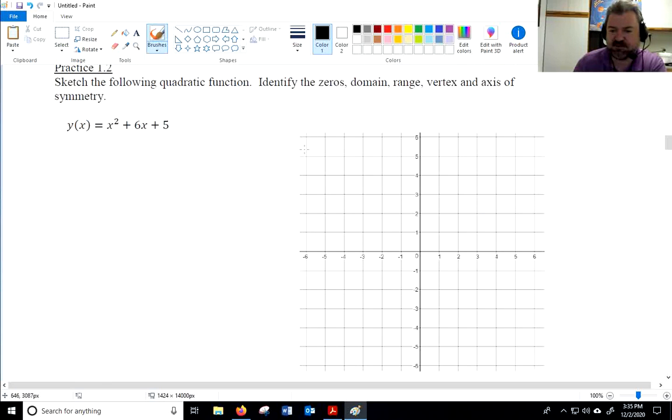I've got a practice problem for you to do. I'd like you to identify the zeros, the domain, the range, the vertex, and the axis of symmetry. Give it your best shot, and let's see how you do.